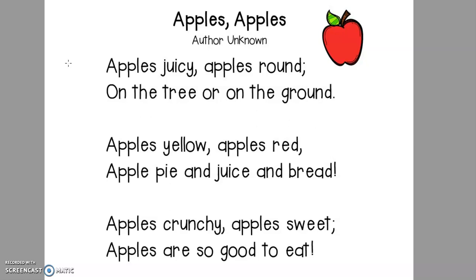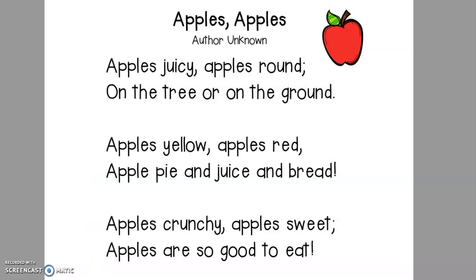All right, so I'm pretty sure the main idea here is about apples. And some of the key details that the author uses are describing words telling me about different types of apples, where I can find them, what they might taste like. So I think the point that the author is trying to prove in this poem is that apples are something that are good to eat. Just like the main idea, he's telling me all about apples, he's giving me those key details, and in this poem, he is trying to prove to me that apples are something good to eat.